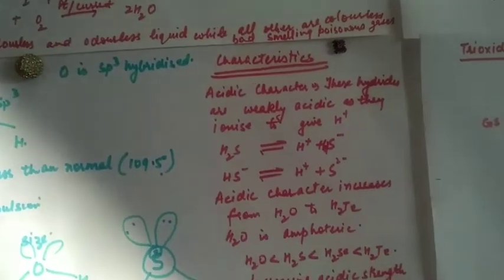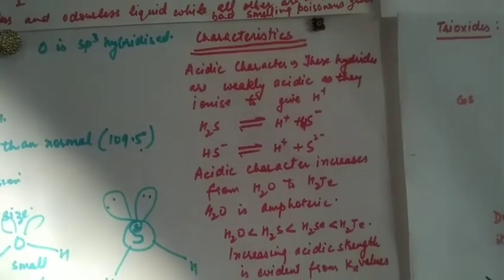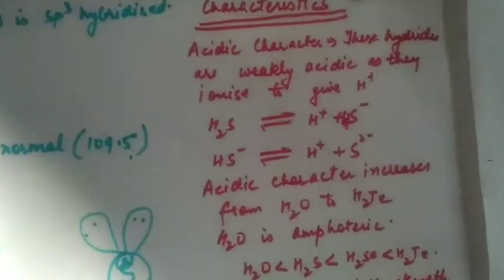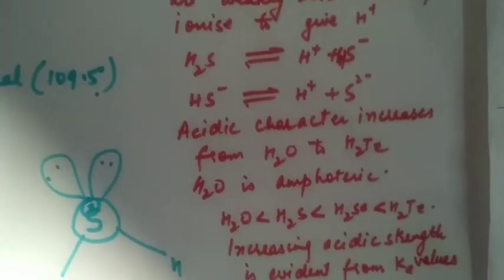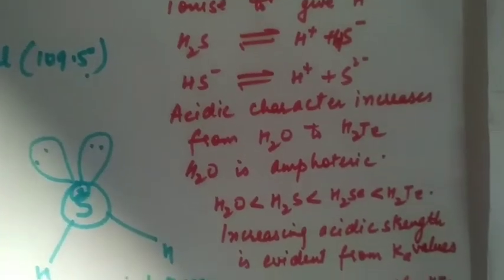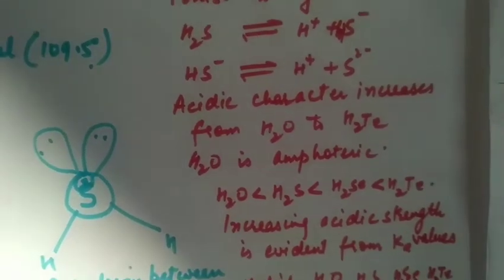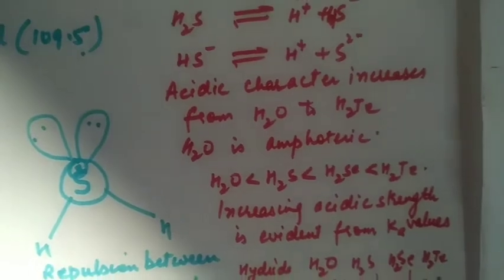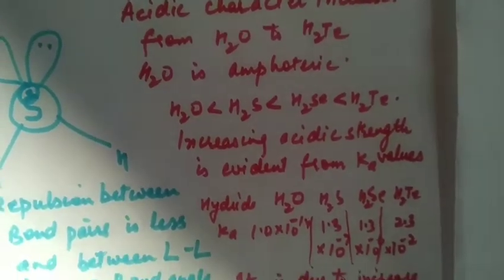Characteristics: the hydrides are acidic in nature, weakly acidic, as they ionize to give H plus ion. For example, hydrogen sulfide will ionize to give hydrogen ions and hydrogen sulfide ions. The hydrogen sulfide further ionizes to give hydrogen ions and sulfide ions. The acidic character increases from water to H2Te.